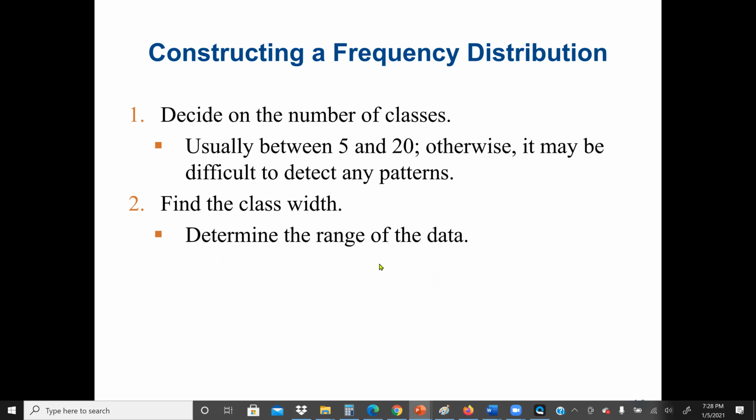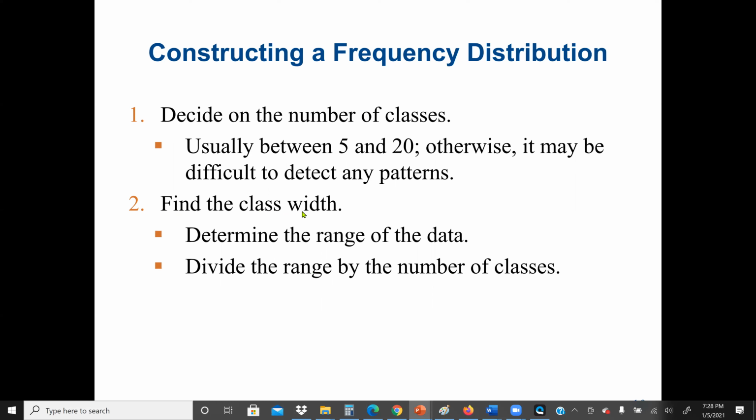Then determine the range. In order to find the class width, we need to determine the range of the data. We know range is always the difference between the minimum and maximum value. Then we divide the range by the number of classes that we chose. So first step, there's no calculation. We just have to decide the number of classes we want.